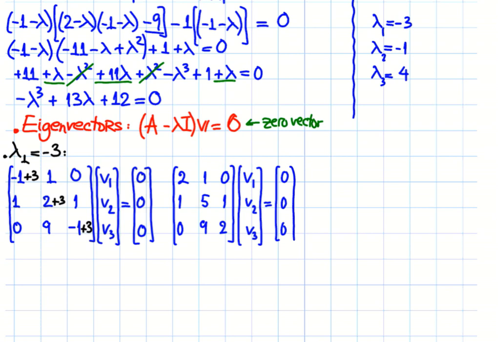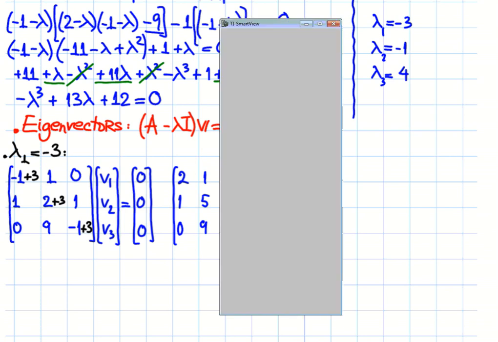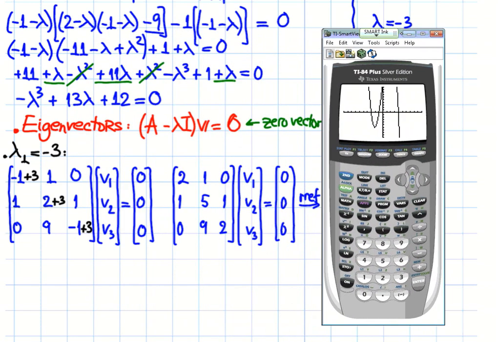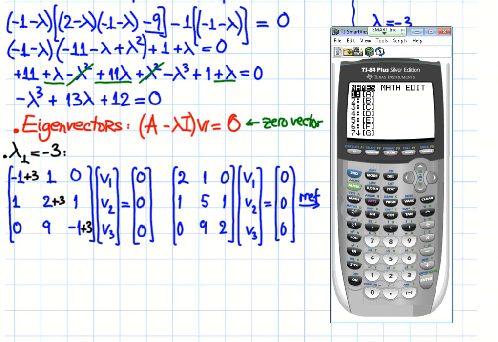Right. We will use the calculator to solve this system of equations. I'm going to use reduced row echelon form for that. On the second matrix, go to math and go down to reduced row echelon form. It will be this option here. And we're going to put in a 3 by 4 matrix. The last column will be the 0, 0, 0 on the right hand side. So we have 2, 1, 0, 1, 5, 1, and 0, 9, 2. And we hit that.